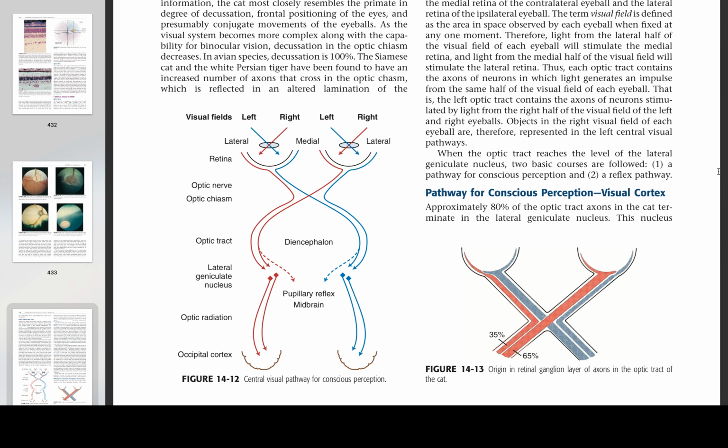On the basis of this information, the cat most closely resembles the primate in degree of decussation, frontal positioning of the eyes, and presumably conjugate movements of the eyeballs. As the visual system becomes more complex along with the capability for binocular vision, decussation in the optic chiasm decreases. In avian species, decussation is 100%.